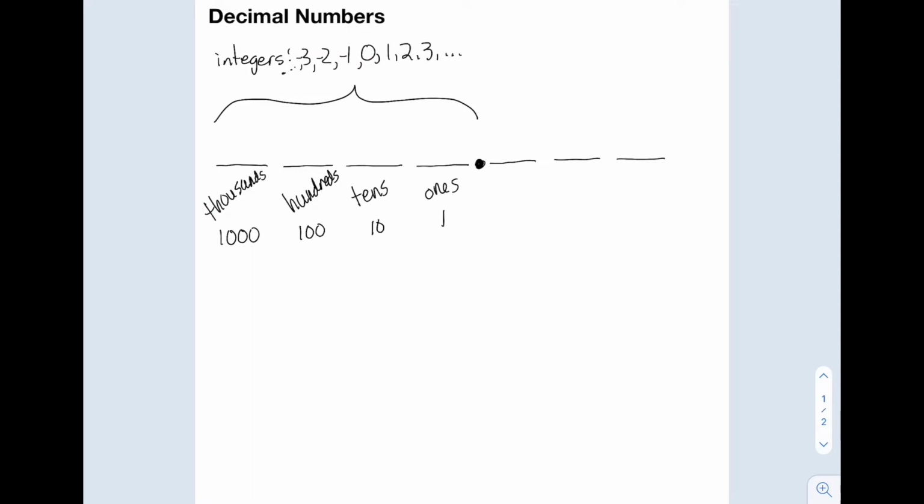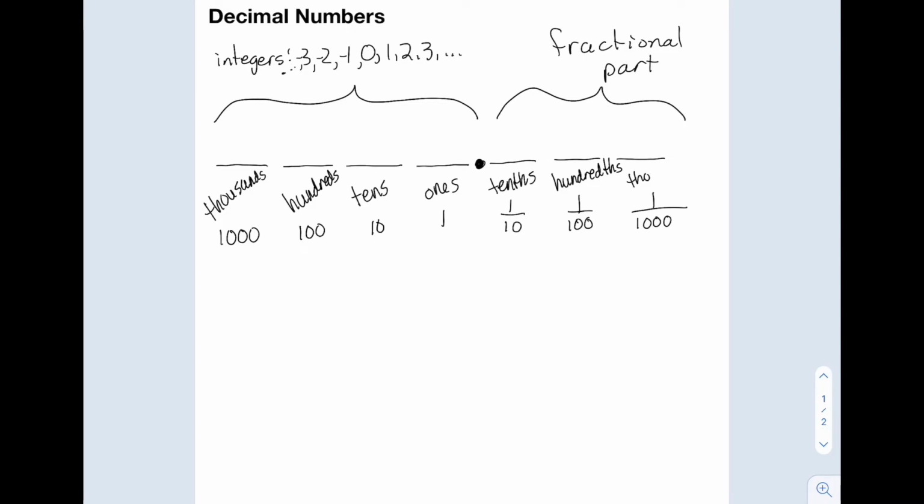the negative numbers. When we introduce the decimal point, so this is our decimal point right here, to the right of the decimal point, this is the fractional part of the number. Because we're in the base 10 system in our decimal numbers, our fractional parts will have powers of 10 in the denominator. We'll have tenths, hundredths, and thousandths. Here you notice that all of the fractional parts end in the th, whereas they don't on the integer side.